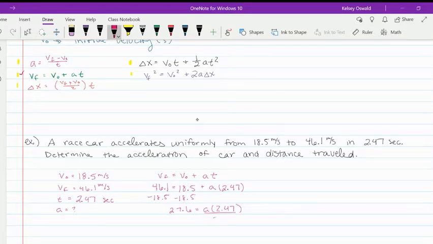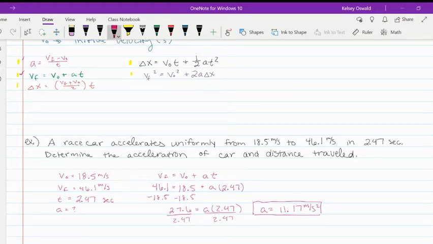Divide each side by 2.47, and I'll find that my acceleration here is 11.17 meters per second squared. Perfect. I could have also used the first equation in pink. Either one works because both of those have my 4 main variables in them.